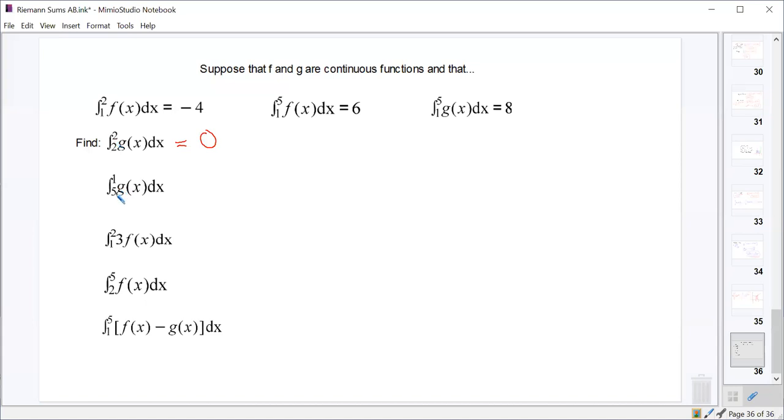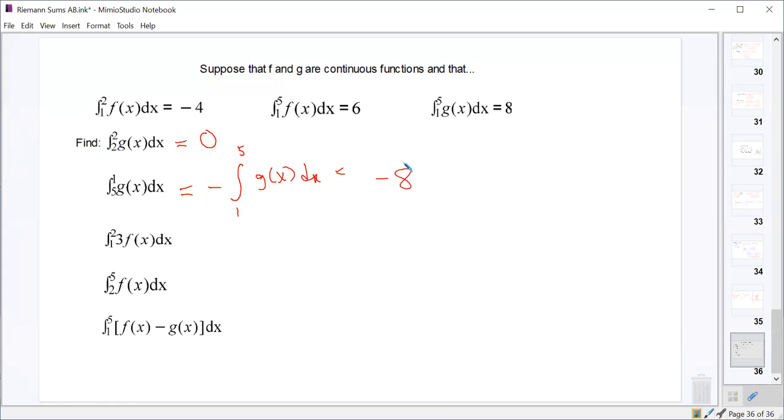What about the integral from 5 to 1 of g of x? Using our rules, that should be equal to the opposite. -8. Right, the opposite of the integral from 1 to 5. I'm just going to write it out for the sake of making sure we all know the rules. That should be the opposite of 8. Everybody good there?